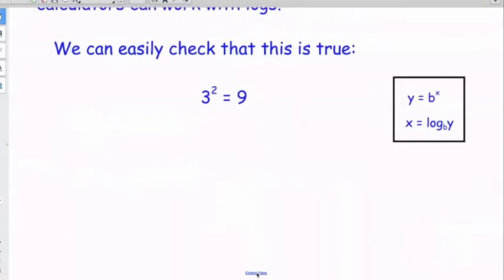Okay, I've got an example of the fact that 3 squared is equal to 9. So if we look at the setup of that, my y is my 9, my b is my 3, and my x is the 2. So that should mean that if we get our calculators out, 2 should be the answer when we type in log to the base 3 of 9.